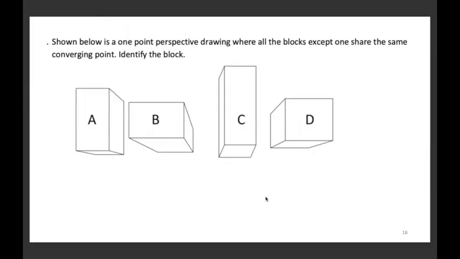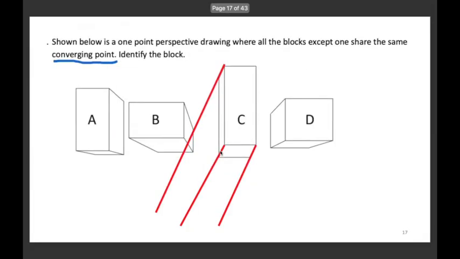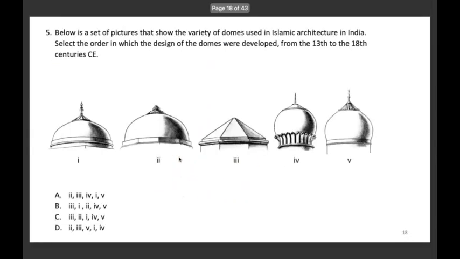Shown below is a one-point perspective drawing where all blocks except one share the same converging point. You have to identify which is that block. This is pretty easy. So C is the only one with all parallel edges. So C is the one which does not follow that converging point. Okay, we'll move to the next one.